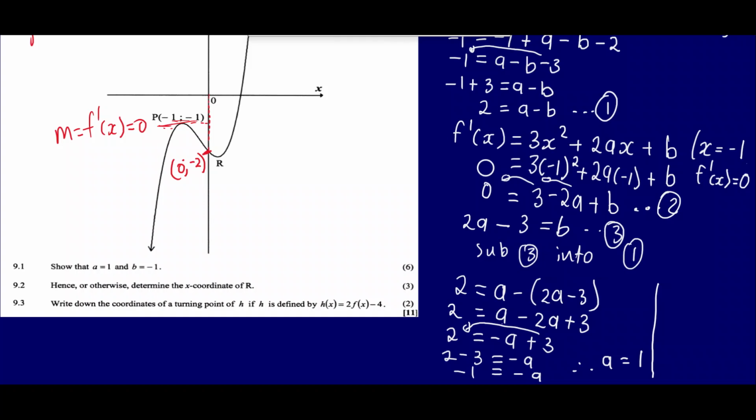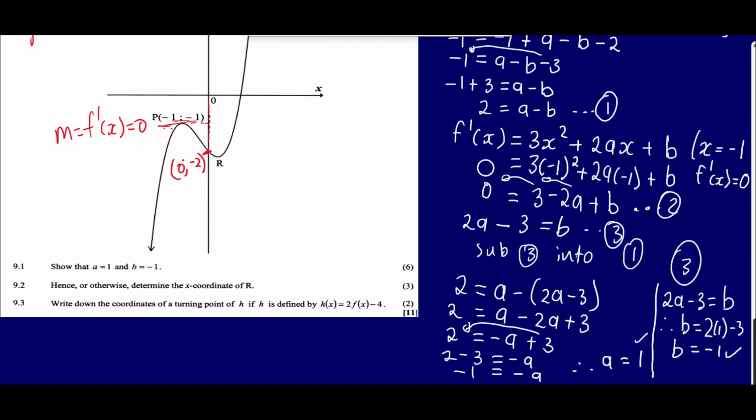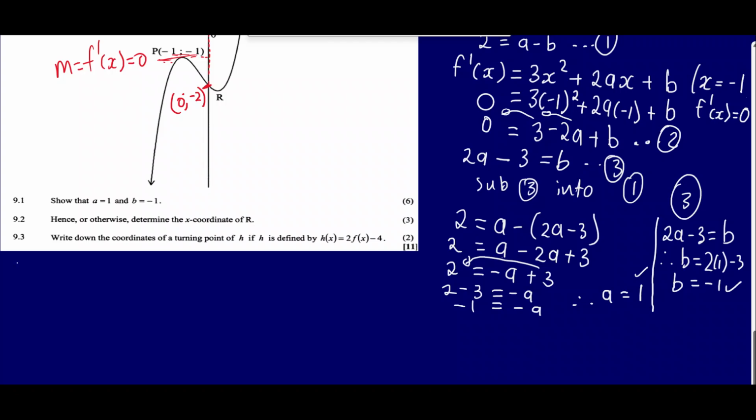And how do we get the b value? We can substitute into the third equation. You've solved many problems with simultaneous equations before. So b is equal to 2a minus 3, which is 2 minus 3, and it's minus 1. So now we've successfully shown that a is 1 and b is minus 1.